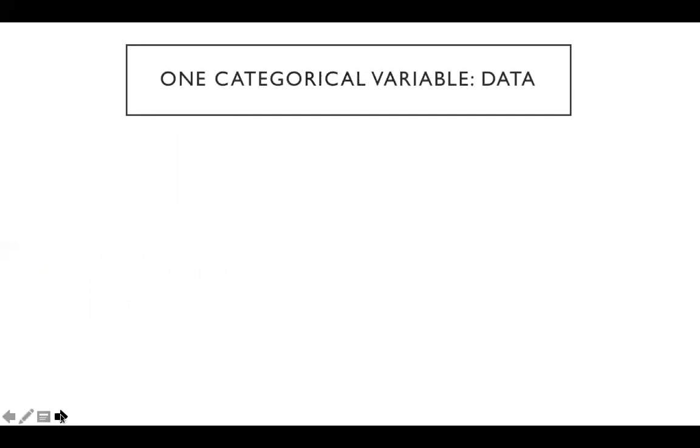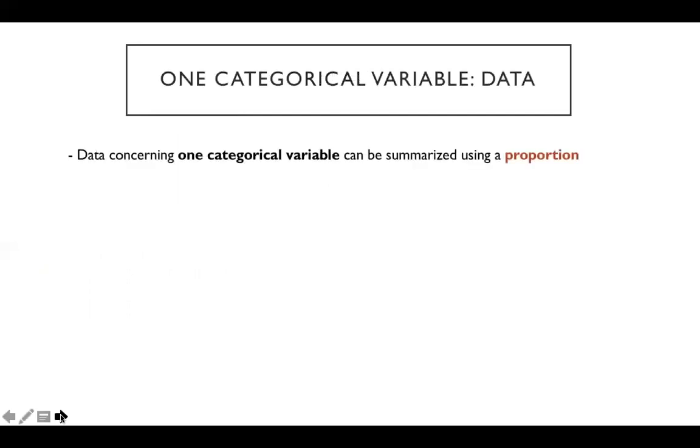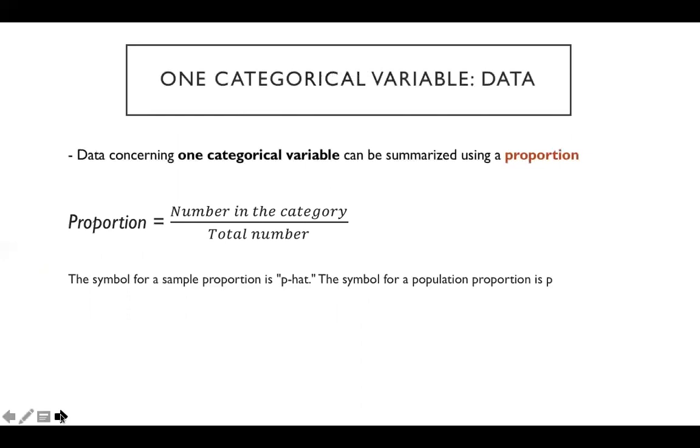Now we're on to lesson 2. We're going to start with one categorical variable. Data concerning one categorical variable can be summarized using a proportion. Just going over how to calculate a proportion, it's the number in the category divided by the total number. The symbol for a sample proportion, which we went over in lesson 1, is p hat, and the symbol for the population proportion is p.